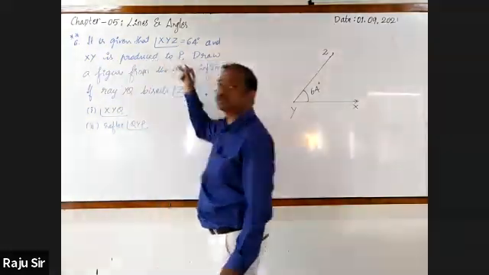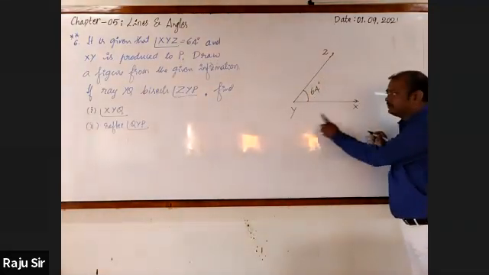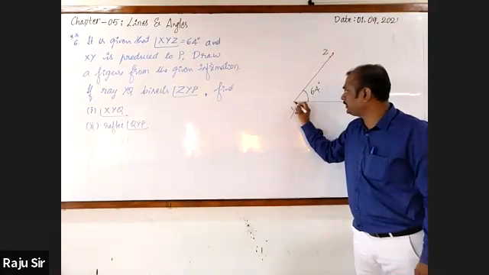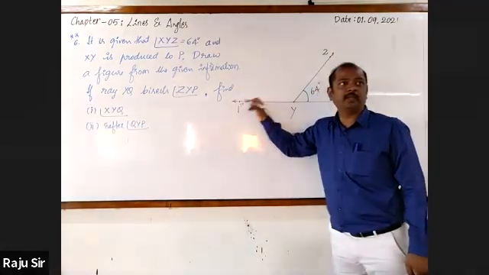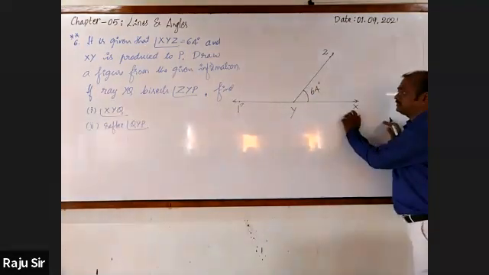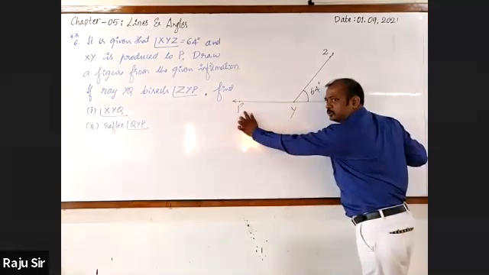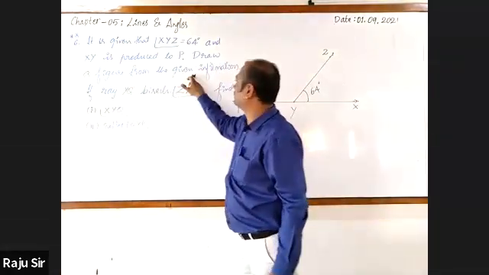XY is produced to P. Here is X, here is Y. This should be extended up to P. Draw the figure like this. XY is produced to P. Next, draw a figure from the given information.